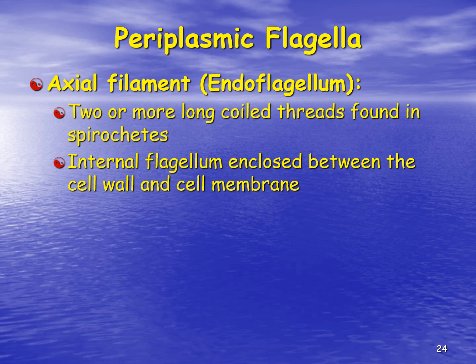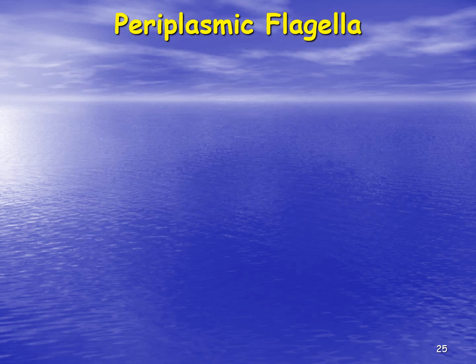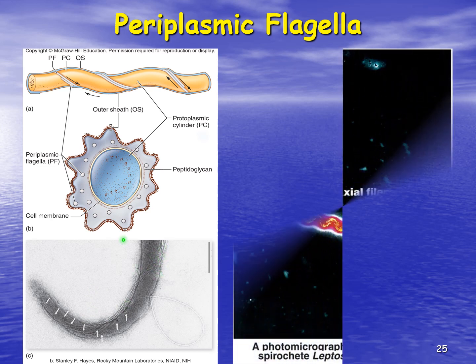These actually will be anchored at one end and will have rotational movement throughout the long axis of the cell. What will actually happen is this imparts a twisting or flexing motion, which does two things. One, it gives the characteristic shape of the spirillum or spirochete, and the other thing is it gives rotational movement of the organism. So when we have these endoflagellum within the cell, this will allow again for that twisting motion.